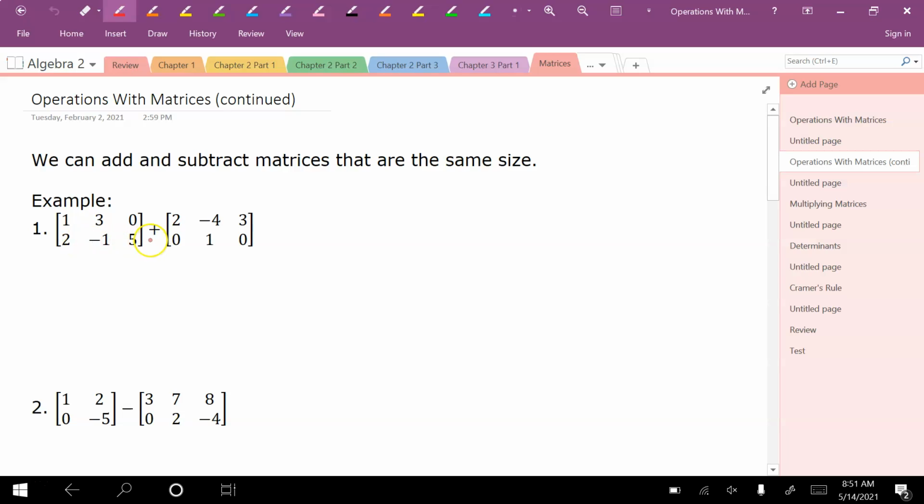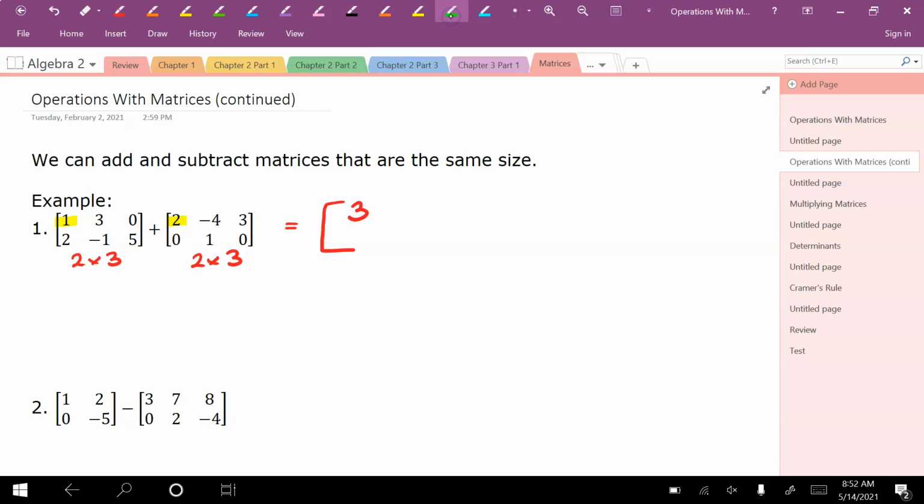So on this first one here, for both of them, I have 2 rows and I have 3 columns. So these are both 2 by 3 matrices. That means that I should be able to add them or subtract them. Now this one wants me to add. And when you add, you just take the terms that are in the same position in the matrix and you add their numbers together. So for this one, the 1 and the 2, you add those together, and so that's going to give us 3.